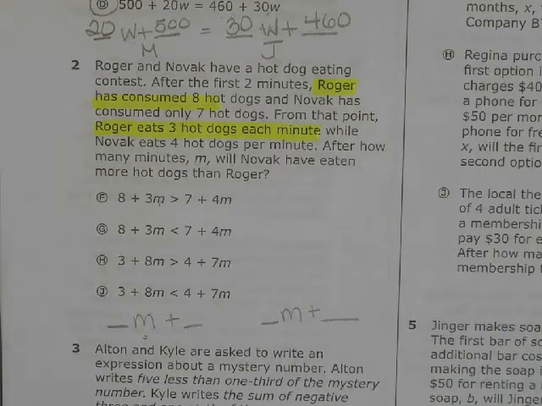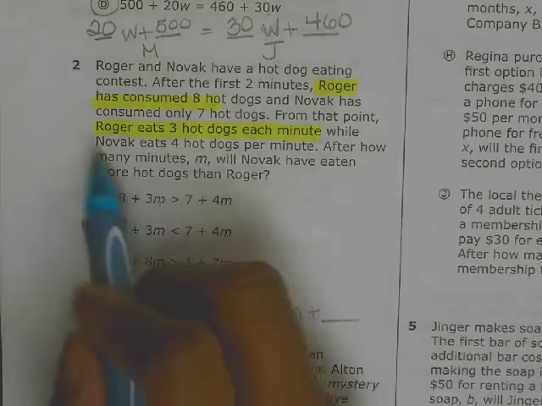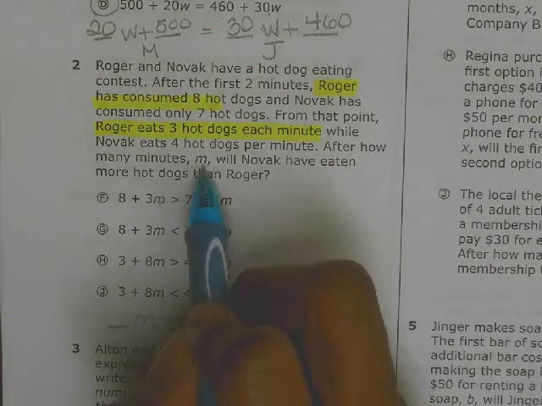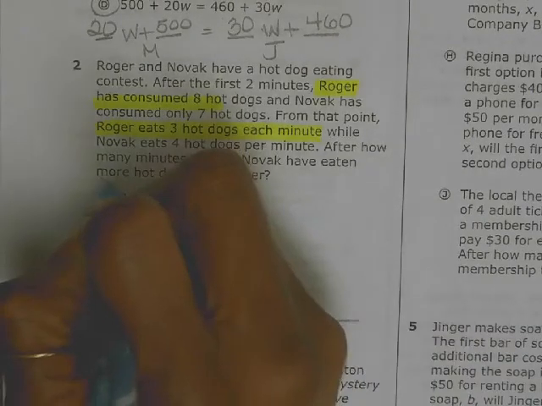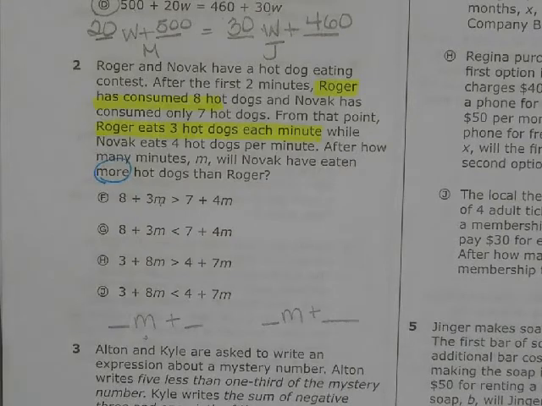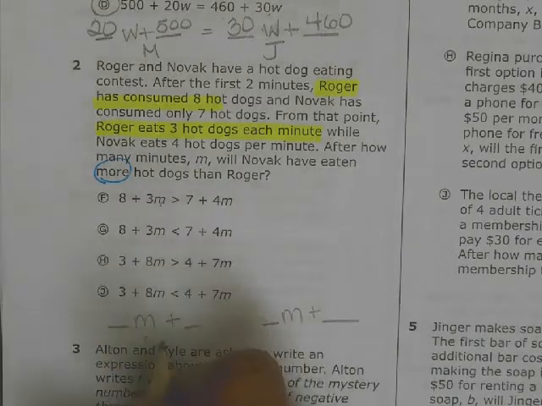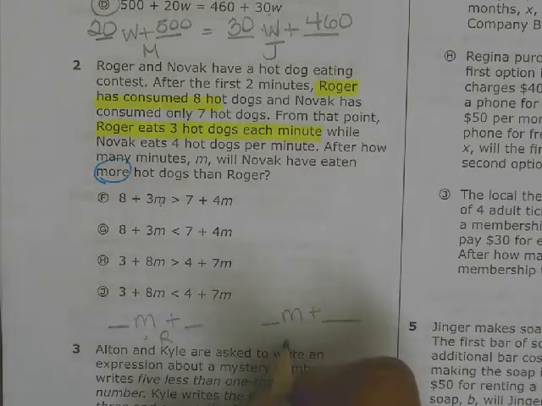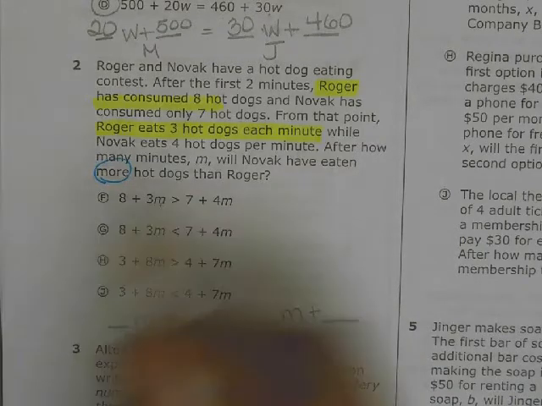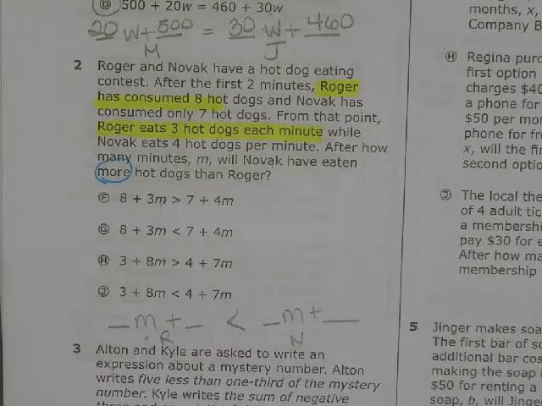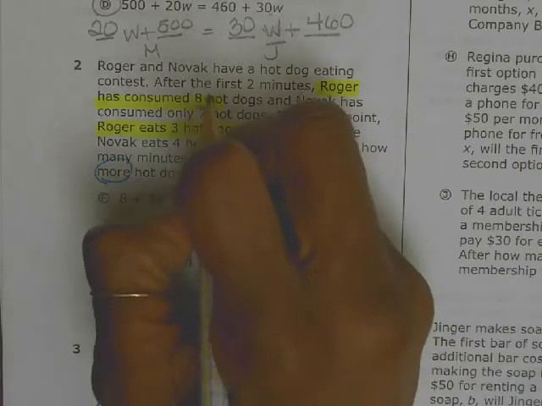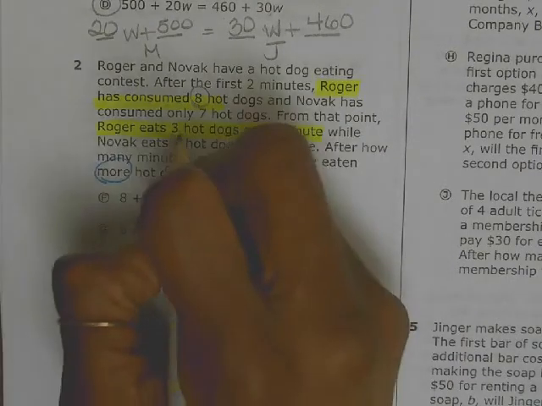So here's what I also want to do. I want to go to my question. After how many minutes will Novak have eaten more hot dogs than Roger? So more hot dogs than Roger. So here's Roger. And here's Novak. So we want Novak to be more than Roger. So let's look at Roger's numbers. Roger's has an 8 and he has a 3.